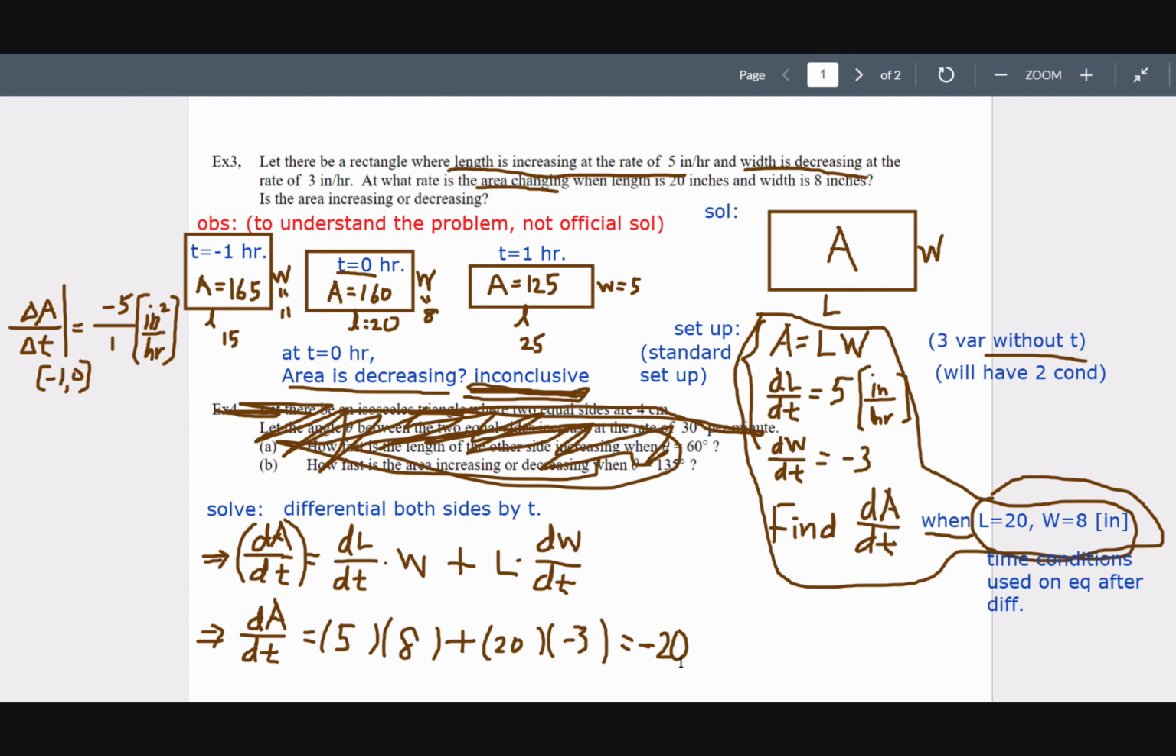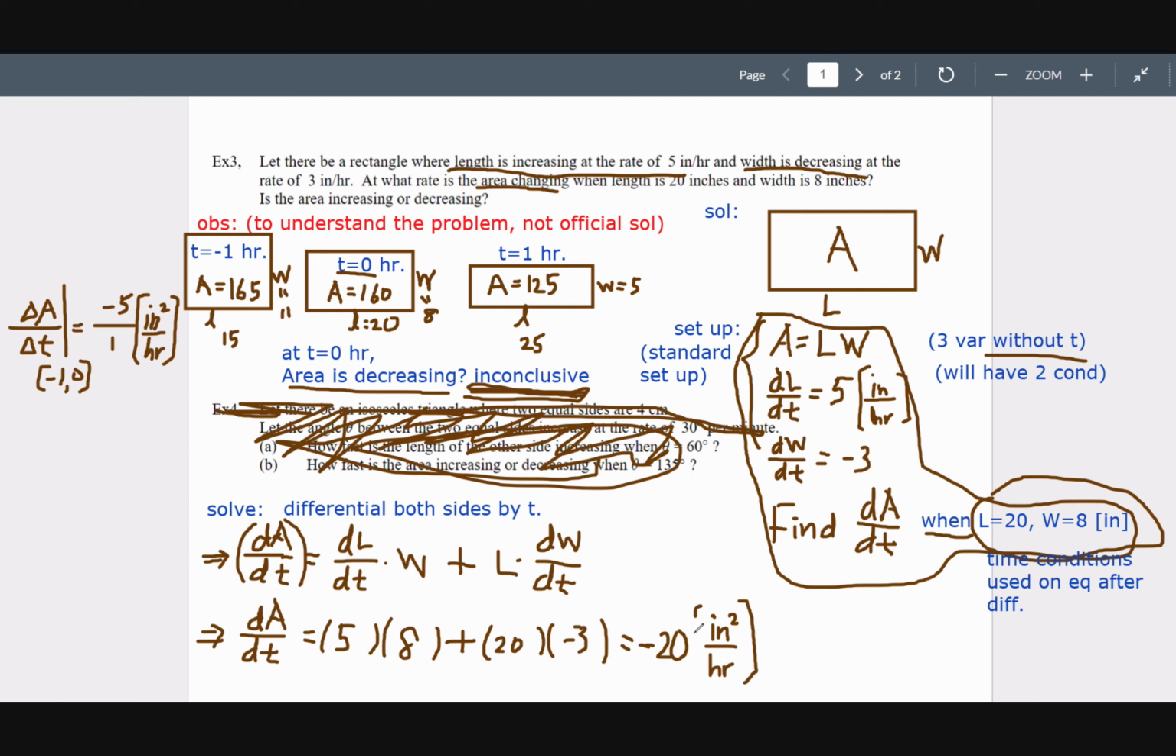So the answer came out to be -20. Well, I didn't write the units. What is the unit of this -20? Can somebody tell me the units of this -20? Is it inches per hour? Well, almost. Not inch per hour. It's actually inch what? Inch square per hour.